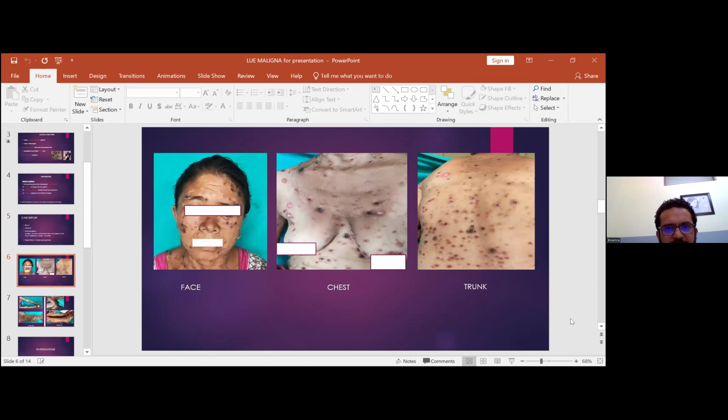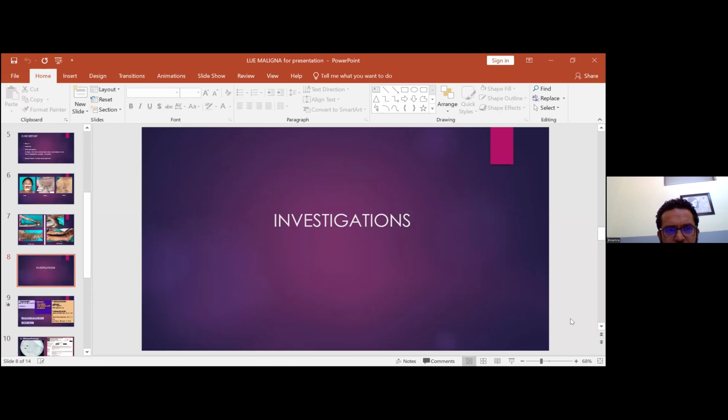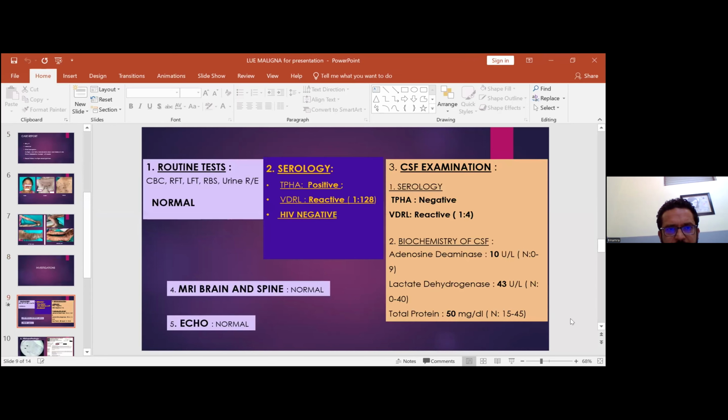When she presented initially, she had a lot of nodular ulcerative lesions over the body, face, chest, trunk, and the limbs, upper limbs and lower limbs. But the lower limbs were much more swollen than the upper limbs. Then we admitted the patient and investigated her.